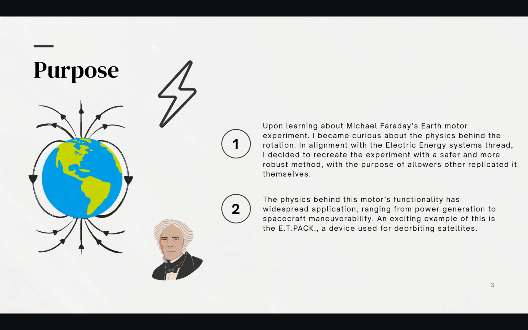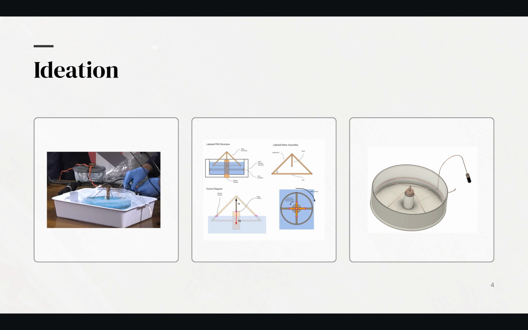And in alignment with the electric energy systems thread, I decided to recreate this and try to implement it in a much safer and more robust method with the purpose of allowing future experimenters to replicate it themselves. Now, the physics behind this motor has widespread application, ranging from power generation to spacecraft maneuverability. An exciting example of this is the ET pack, a device used for deorbiting satellites.